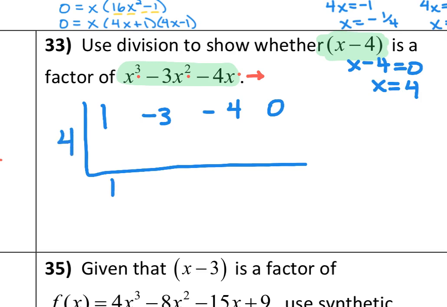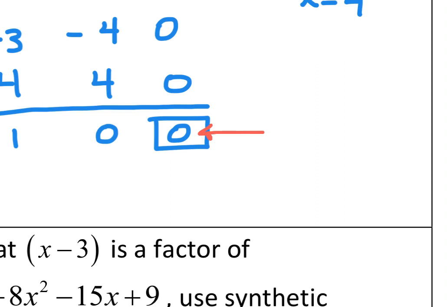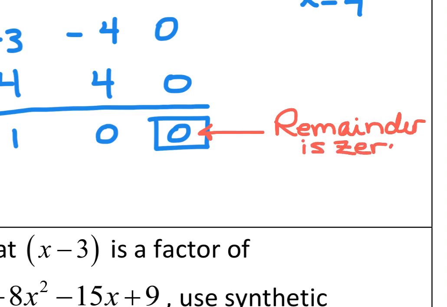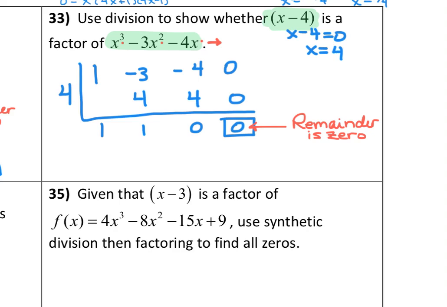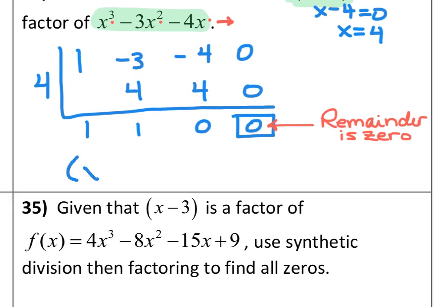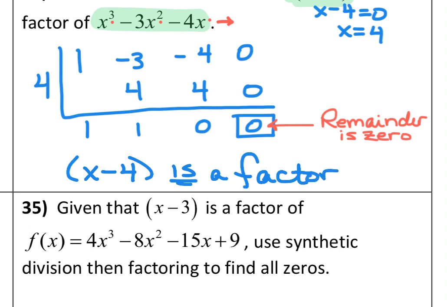And so I bring down the 1. 1 times 4 is 4. Negative 3 plus 4 is 1. 1 times 4 is 4. Negative 4 plus 4 is 0. 0 times 4 is 0. 0 plus 0 is 0. So because the remainder is 0, then you can say yes, x minus 4 is a factor of that polynomial.